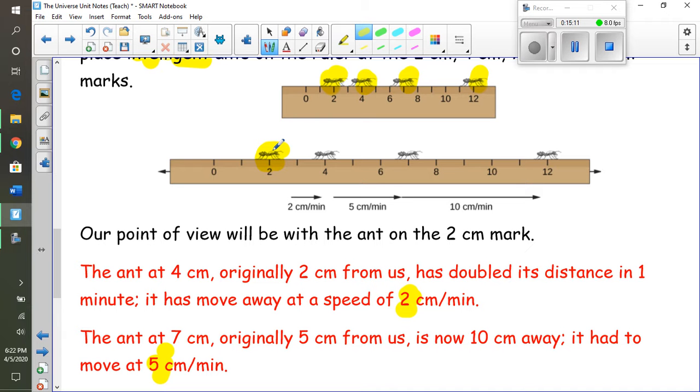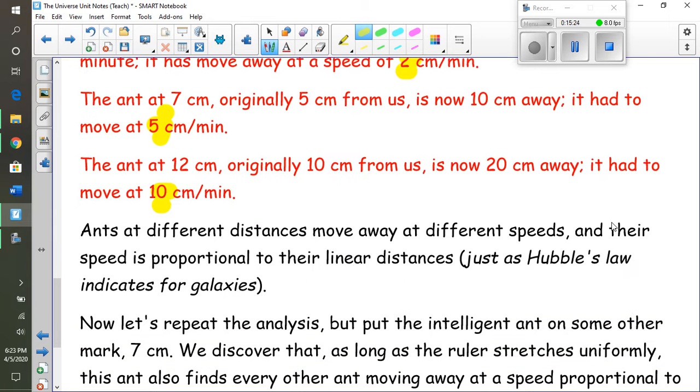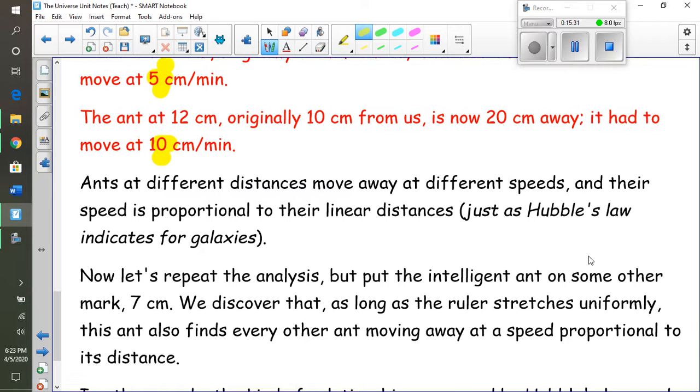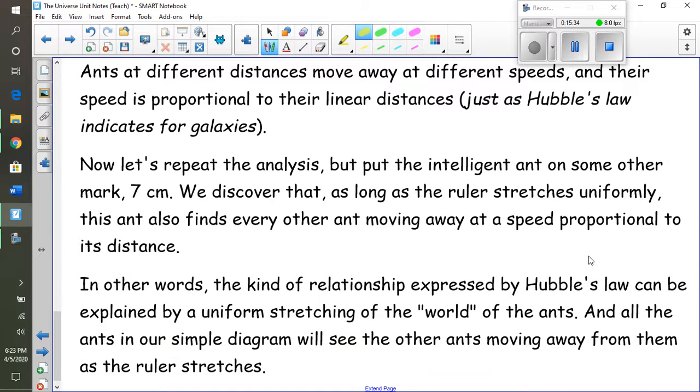Well, that doesn't make a whole lot of sense, especially when we realize that the ruler itself is expanding at a constant rate. So these ants at different distances are moving at different speeds, and their speed is proportional to their linear distance, and that's Hubble's law. If we repeat the analysis but make our intelligent ant on some other mark, let's say the 7 centimeter mark, we discover that as long as the ruler stretches uniformly, that ant also finds every other ant moving away at speeds proportional to their distance.